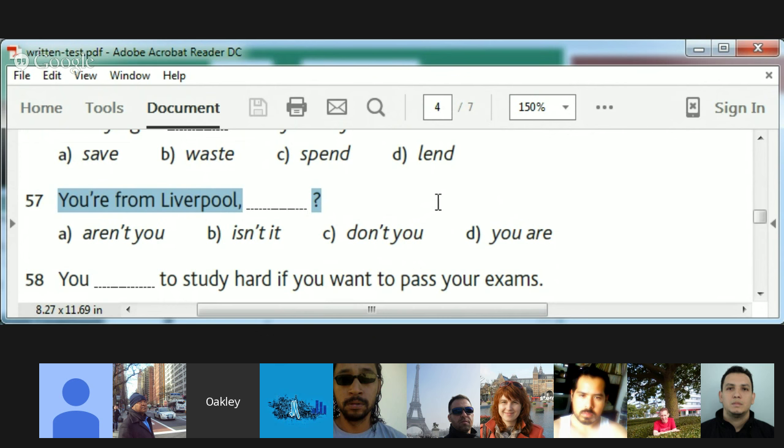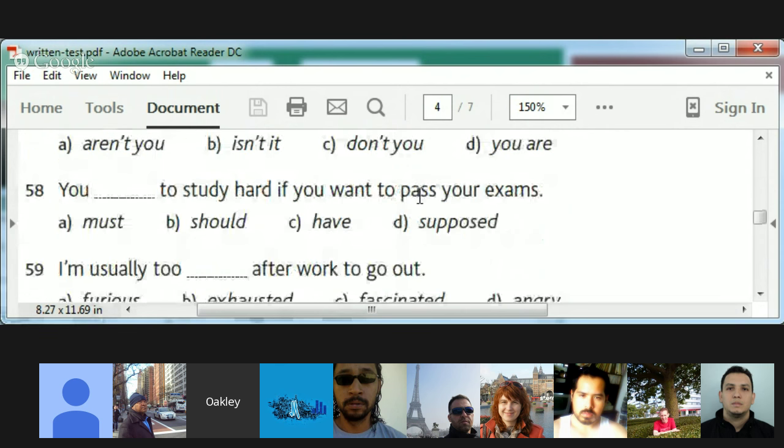You are from Liverpool, aren't you? Very good. Good job on the tag question. Again, this is a tag question. You are definitely going to use a positive auxiliary in your statement, negative auxiliary in your tag. Of course, we can have a negative statement with a positive tag. Good. You got it. That's it. Very great. Very good. Julio, 58.